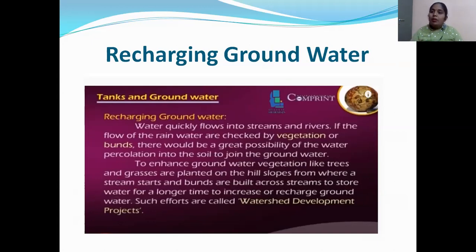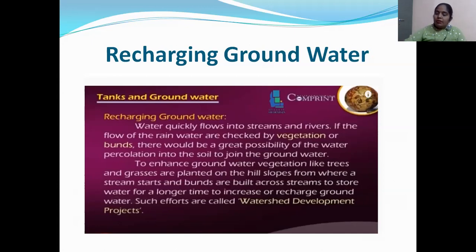Vegetation means growing plants and trees, and then bunds. A bund is nothing but a strong wall, like in the tanks we learned about in the previous session. That means one side stone wall, to hold the water. If we grow plants, what will happen, children? The roots of the trees have the tendency to hold the water for a long time. Is that clear to you, children? Otherwise it will run off, the rainwater will run off. Is that clear to you, children?